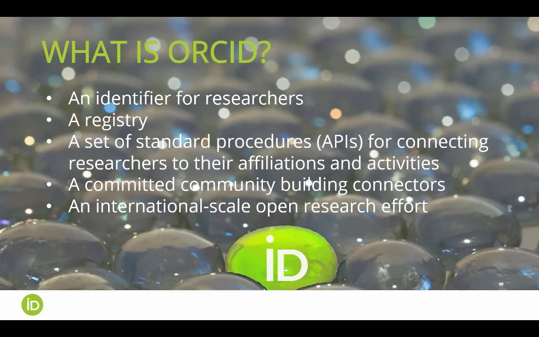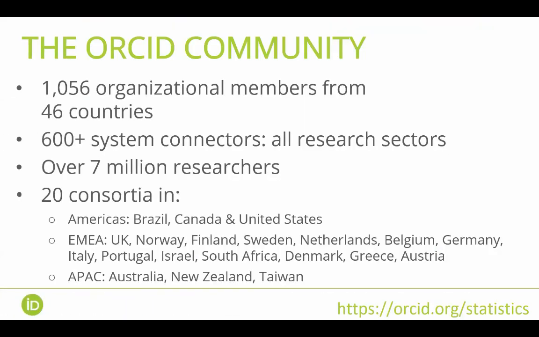And ORCID is a nonprofit organization. We are driven by our communities. We do have communities worldwide, and we are international in scale. This is a basic introduction to the ORCID community. At present, we have about 1,000 organizational members from different countries, and we have over 600 systems that are integrated with ORCID from different research sectors, from publishers, research institutes, grant funders, and also associations. I will say we want to be the trusted infrastructure for the research ecosystem. And now we have over 7 million researchers registered with an ORCID ID. We work with different consortia over the globe, like in the Americas, EMEA, and APAC.